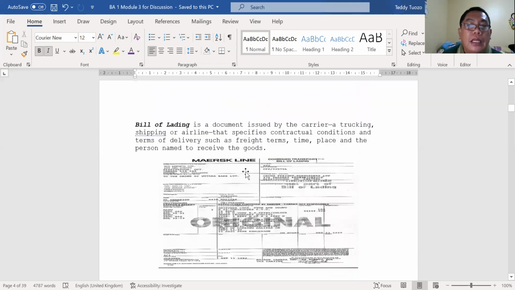Then the bill of lading, this is a document issued by a carrier, trucking, shipping, or airline that specifies contractual conditions and terms of delivery such as freight terms, time, place, and the person named to receive the goods. So if you buy goods and then ship them with a trucking or shipping company or airline, they will really issue you a bill of lading.